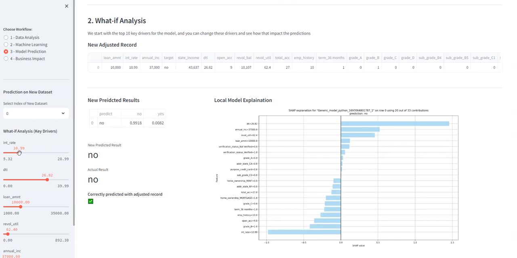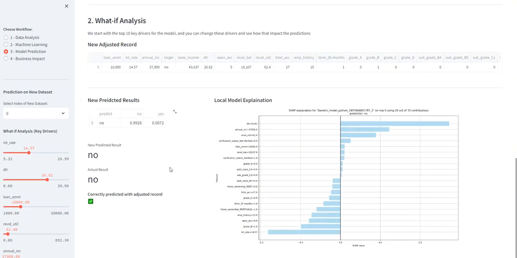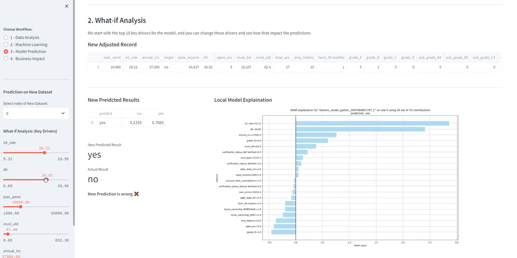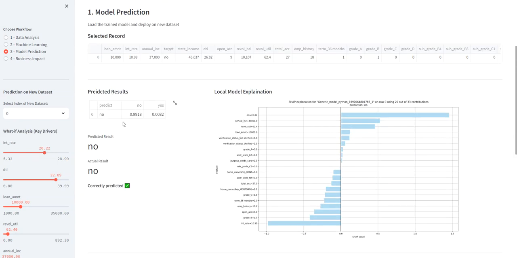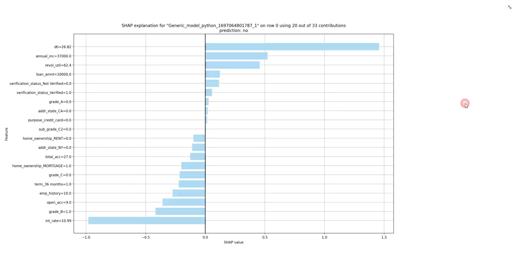Say, what if I increase the interest rate? What happens to this particular person if I increase the rate to a very high interest rate, and also increase the debt to income? So you can compare the results, right? You have this person. You can try to explain.